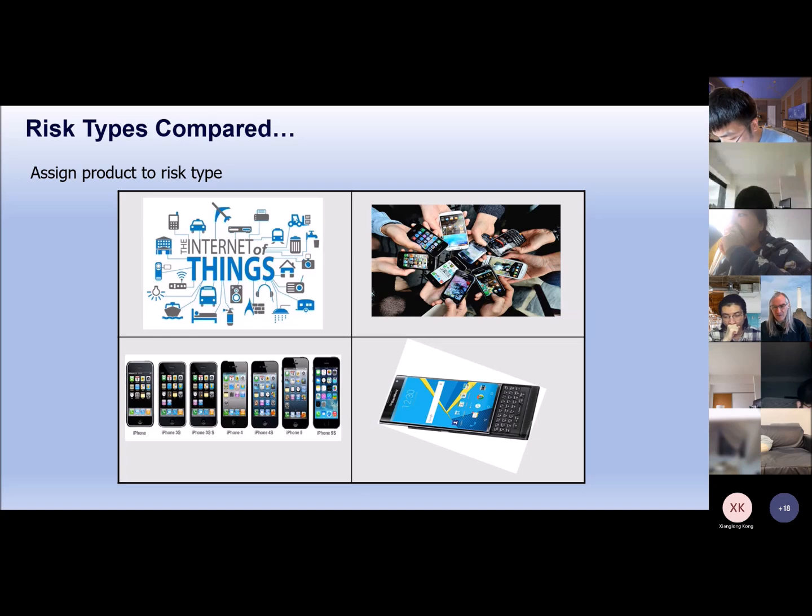Top right picture there, smartphones in general, so the business of smartphones. Bottom left, we've got the iPhone going from iPhone 1, 3, 4, 5, 6, 7, 8, 9, 10, 11, 12, 13, 14. I think we're up to 14 now. And then bottom right is a thing called the BlackBerry.